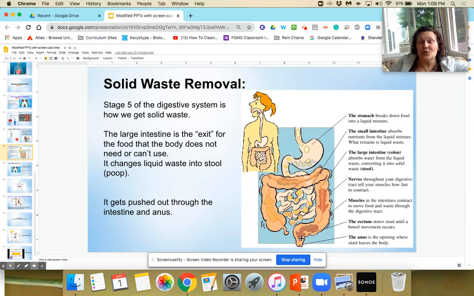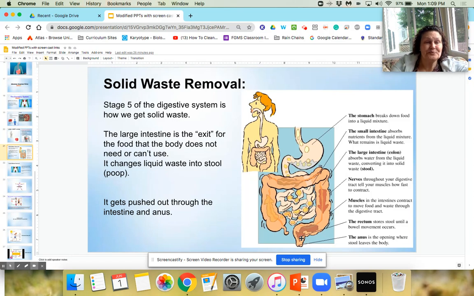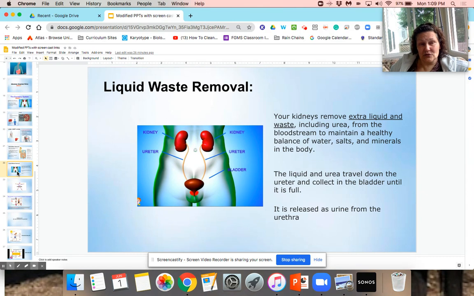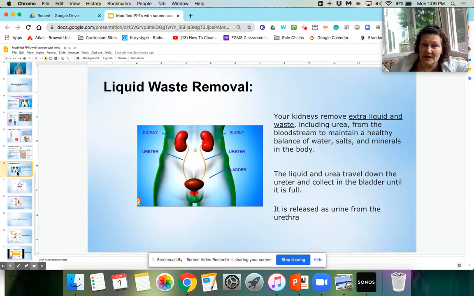Okay, so we're talking about a system that gets rid of waste, the excretory system, but all of these other systems are involved in this, right? To get it to where it needs to be. The next one is looking at the liquid waste removal. So we just finished the solid waste, which is the feces or the poop. Now we're going to look at the liquid waste removal.